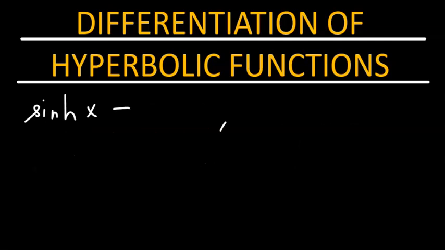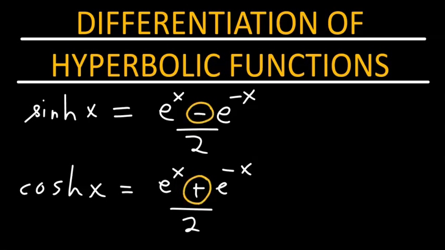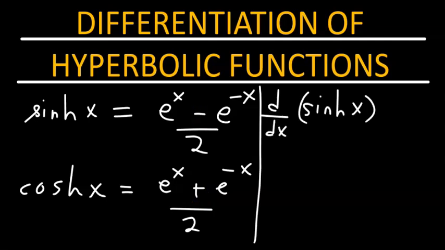Hyperbolic sine can be expressed in terms of exponential functions as follows. It is e to the power x minus e to the power minus x over 2. Hyperbolic cosine can also similarly be expressed in terms of exponential functions, and the definition is like that. Note the difference in the signs of these two hyperbolic functions. So let's start by differentiating hyperbolic sine of x.